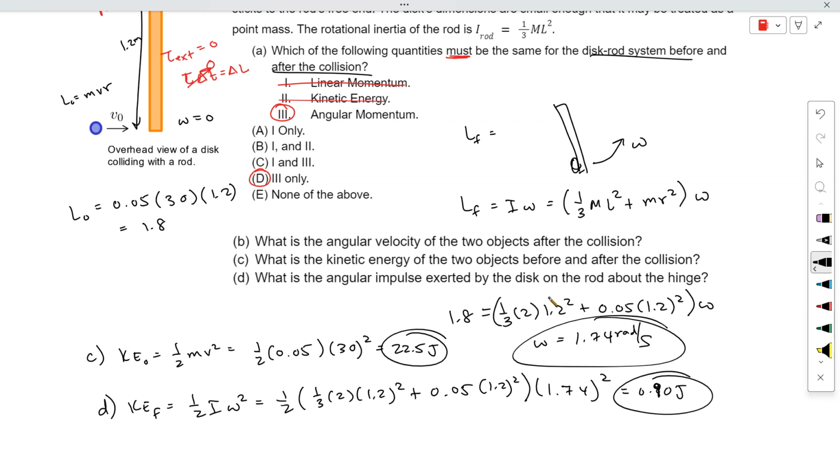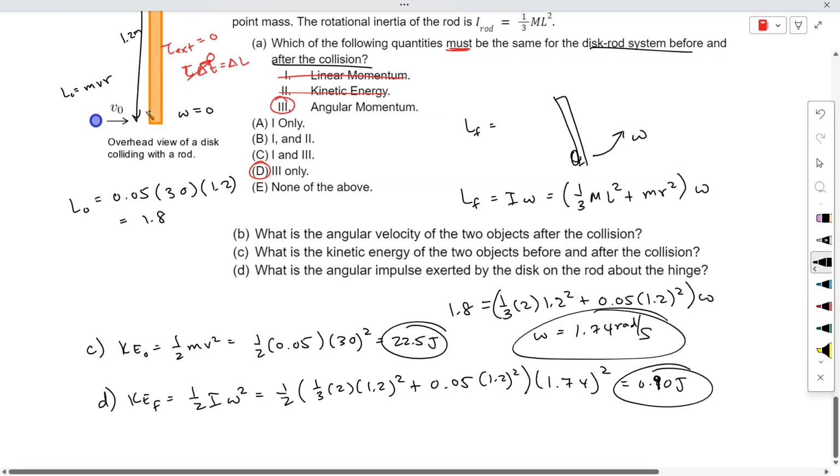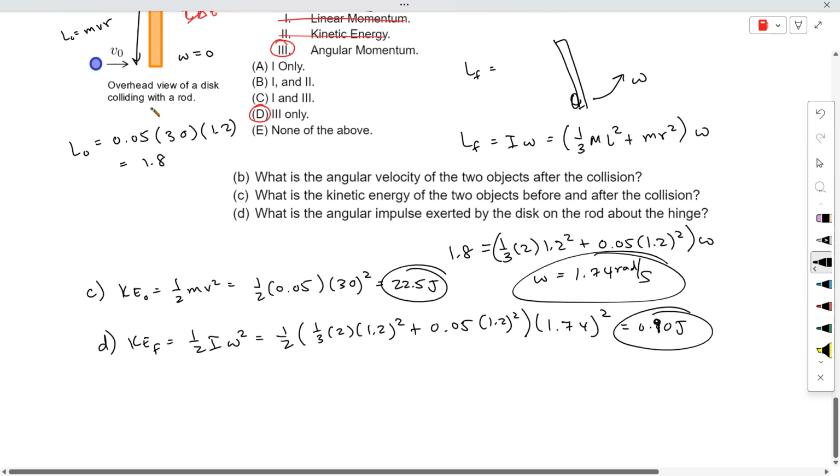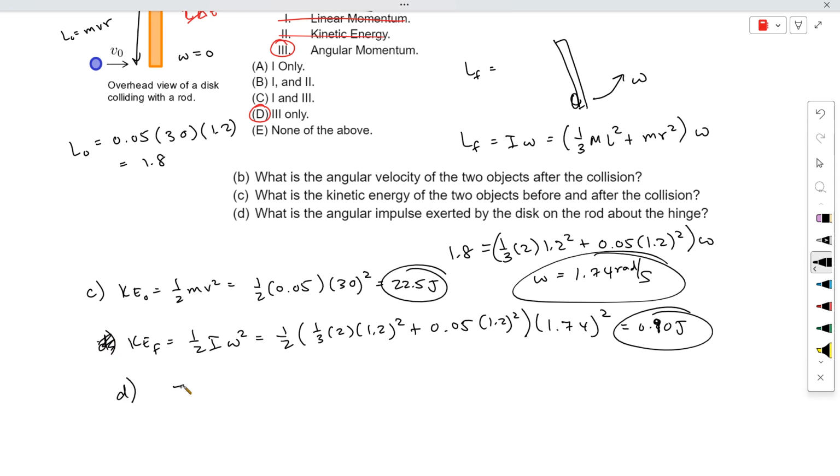Okay, what is the angular impulse exerted by the disc on the rod about the hinge? So now we're not keeping them as a system, because we want to know how much impulse. Oops, this was C. Yeah, this was C. So D is angular impulse. We want to just talk about the rod here, right? Now the rod doesn't have any angular momentum to start with. So we want to know the torque and the change in time, we just want to know what the angular impulse is. But if we know the final angular momentum of the rod, that would be sufficient. So what is the angular momentum of the rod?